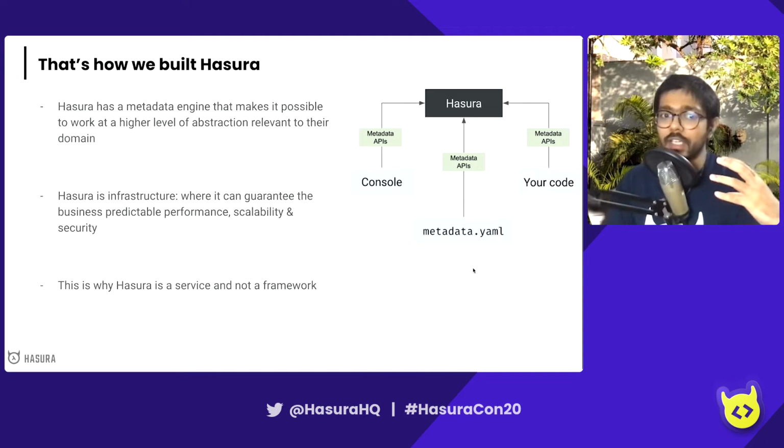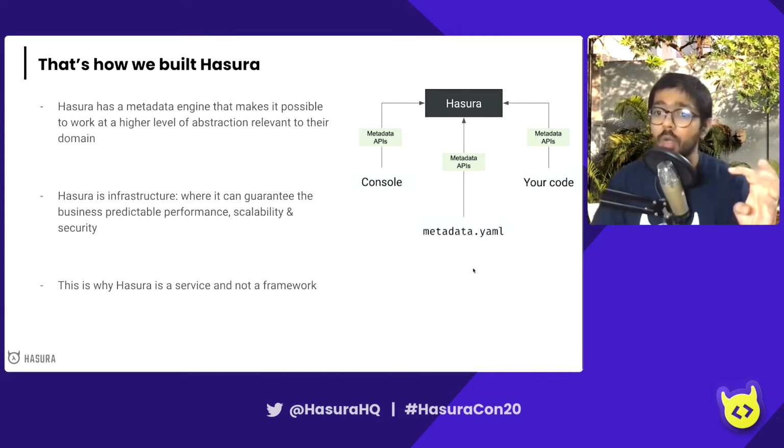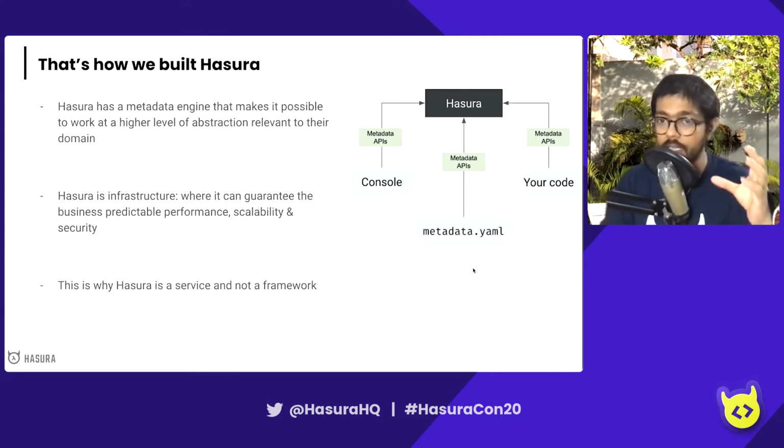In this sense, Hasura is like infrastructure because it can guarantee predictable performance, scalability and security, because it takes declarative configuration and then Hasura handles the runtime itself. Very similar to, for example, something like Nginx, which would take an nginx.conf. However you use Hasura, what you're essentially doing is modifying Hasura's metadata. When you use Hasura's UI, the console, what is actually happening is that the console is making API calls to the Hasura server to modify its metadata.